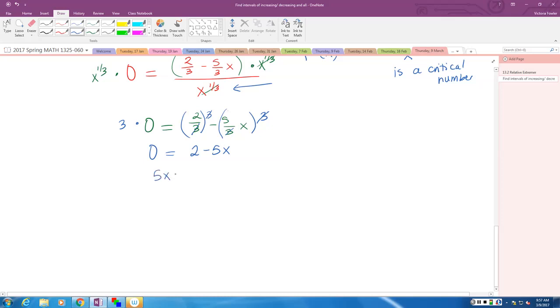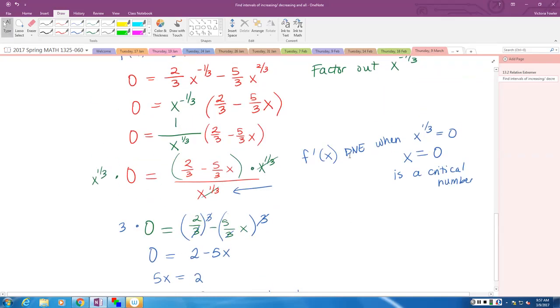So I might write it as 5x equals 2. I'll move the 5x to the left side. And so I get x to be 2/5, right? Okay. So this is where my first derivative is equal to 0, where x is equal to 2/5. So how many critical numbers do I have? This is a critical number because this is where my first derivative equals 0. And I have one from where the first derivative didn't exist.